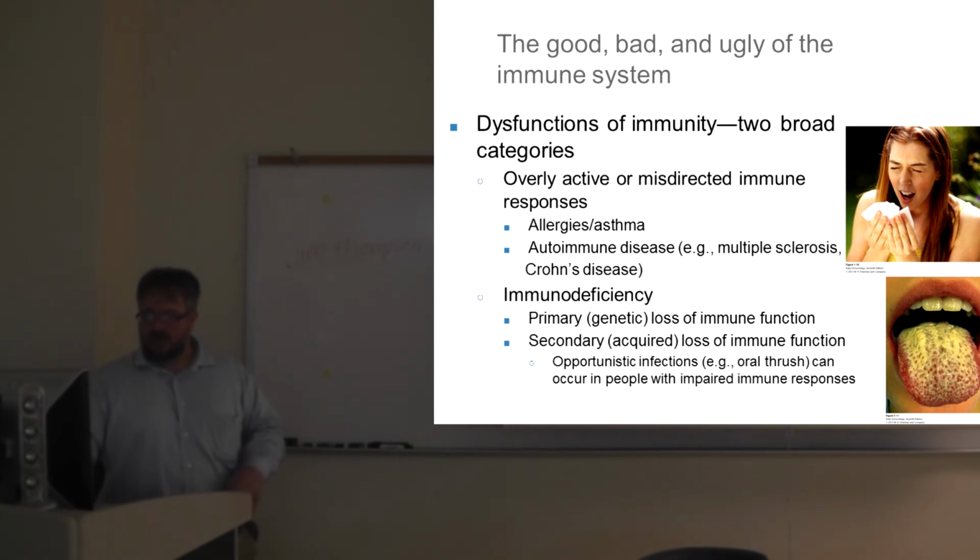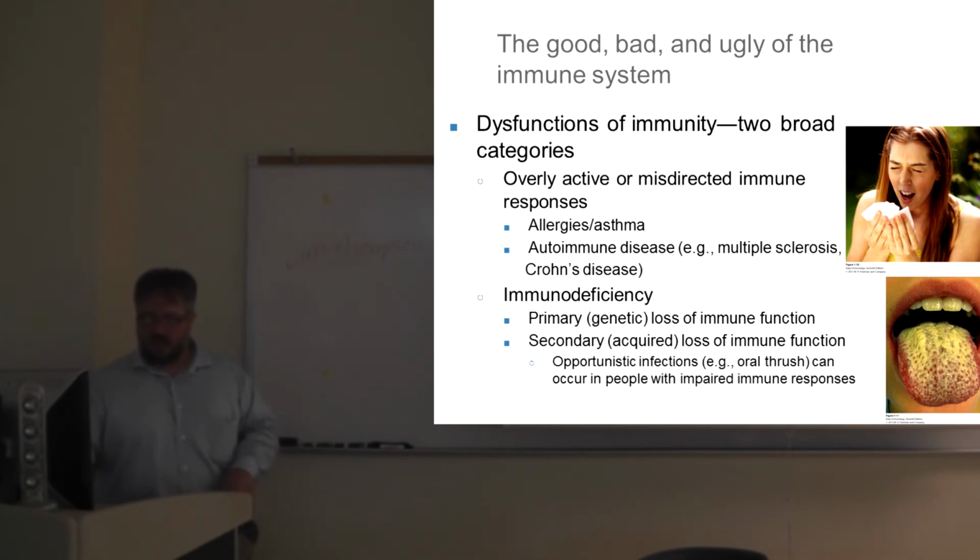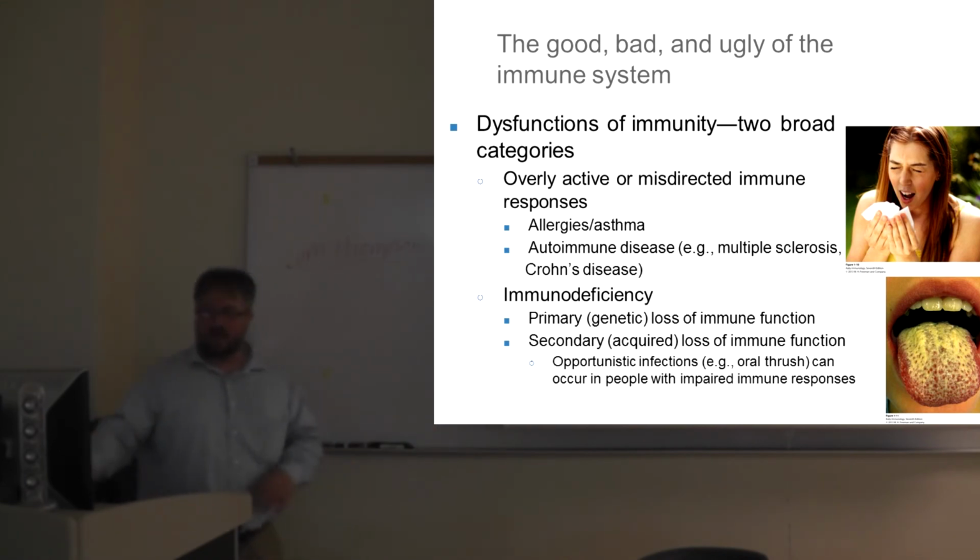So that's kind of the gist of it, but there are downsides to having a system that works this well. There are dysfunctions of immunity that fall in maybe two broad categories. There's overactive or misdirected immune responses. If anybody's had allergies, you know that that's really annoying. Asthma. And sadly, most of these allergies and asthma are against things that aren't really dangerous to us. So it's really annoying.